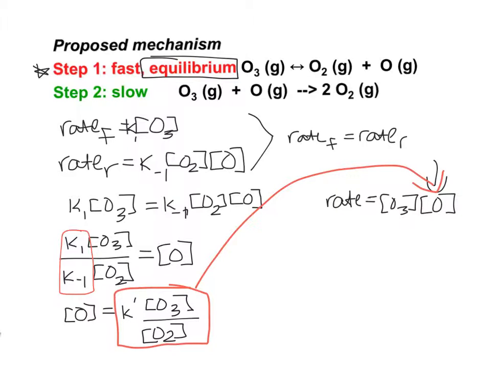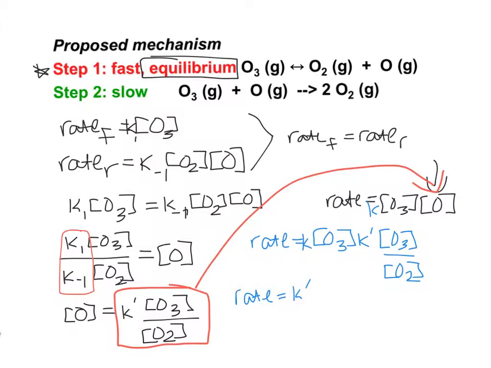I'll use a different color. So now I have rate equals K, the concentration of O3. Oh, there's a K in there, my bad. I keep forgetting those. And then I'm also going to have another K prime, concentration of O3 over concentration of O2. It's all coming together now. Because again, I can collapse the K's.